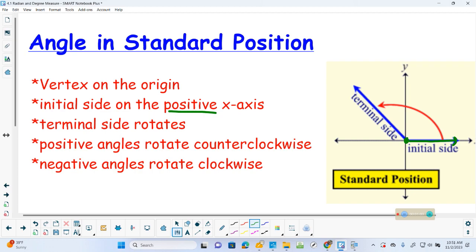Now, depending on your angle measurement, if it's positive, your terminal side is going to rotate counterclockwise, or I just kind of think of it as up. You're rotating up, of course, so that's what this red mark is showing you. And if you have a negative angle, it would rotate clockwise or down. So again, the next thing we're going to talk about, if you have a full circle, you have 360 degrees, of course.